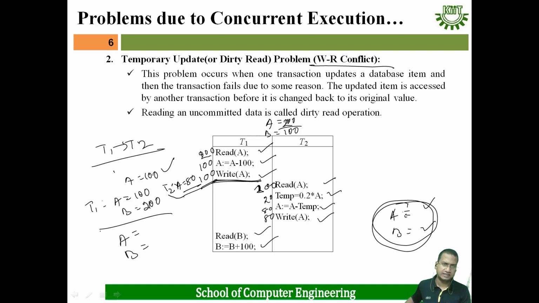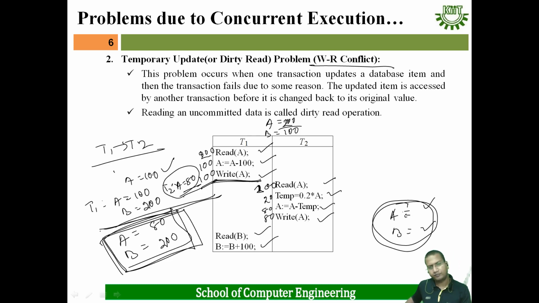Transaction T2 says that the A value will be 80. That means after completion of T1 and T2, what will be the values of A and B? The A value will be 80, that is the last update by transaction T2. The B value will be 200.